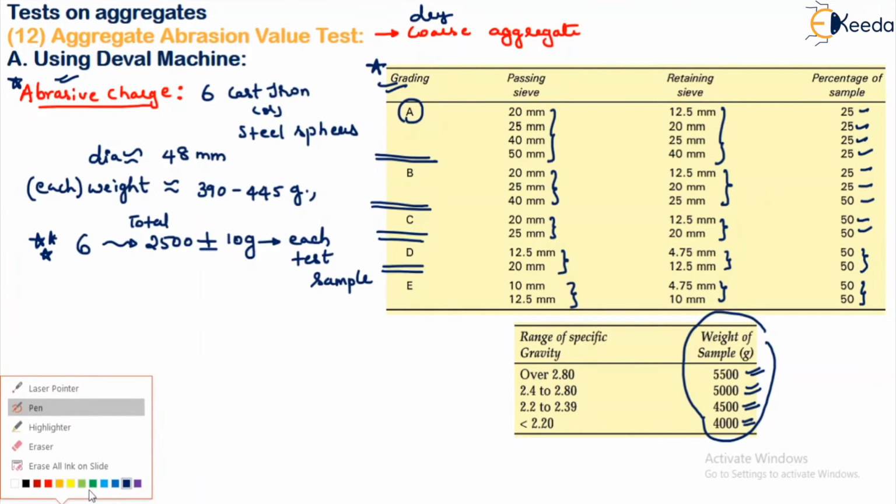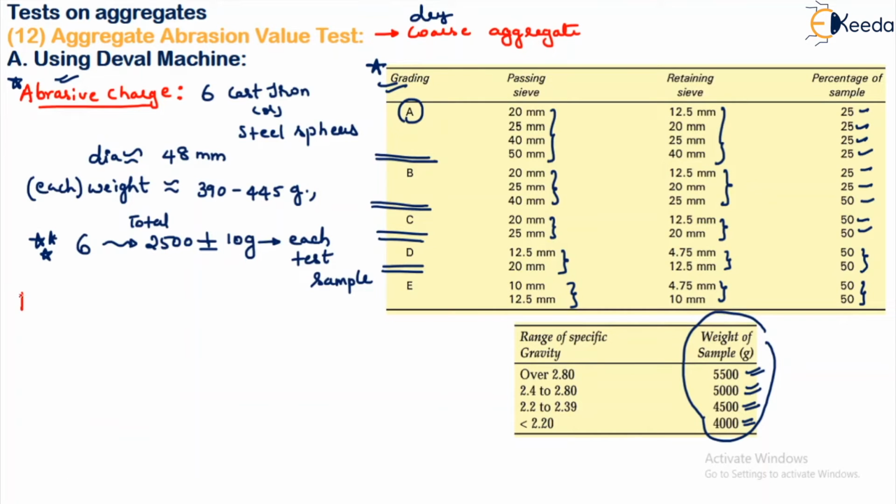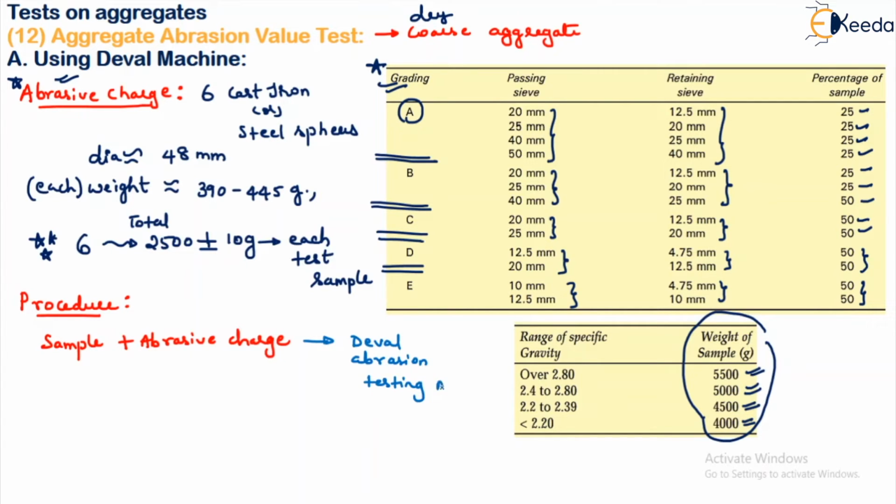Now let us discuss the exact procedure we follow when we are conducting this particular test. Both the samples we choose as well as the abrasive charges will be taken together, and we will place them in the Deval abrasion testing machine.